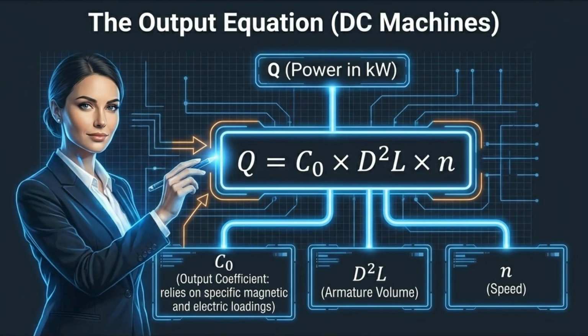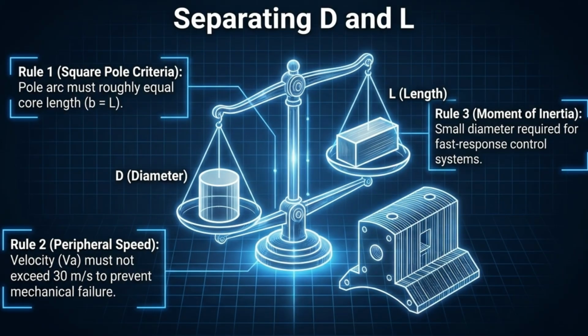For DC machines, the output equation relates power Q to the output coefficient, armature volume, and speed. The output coefficient relies on the magnetic and electric loadings specified for the machine. Separating the diameter D and length L is based on several rules. These include the square pole criteria, peripheral speed limits, and the moment of inertia requirement for fast response control systems.